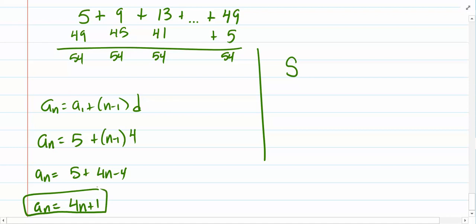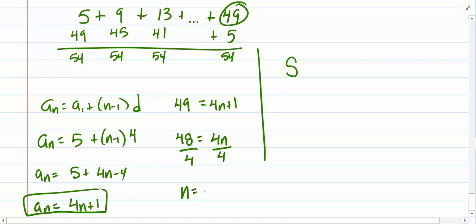Good. So that describes the pattern, right? And then, do we know what a sub n is? Yeah, it's 49, right? How do you know that? Because it says right there, it's the very last one. So 49 equals 4n plus 1. So 48 equals 4n, divided by 4. What do you guys get? N must be 12. I have 12. So n is 12 terms, right?